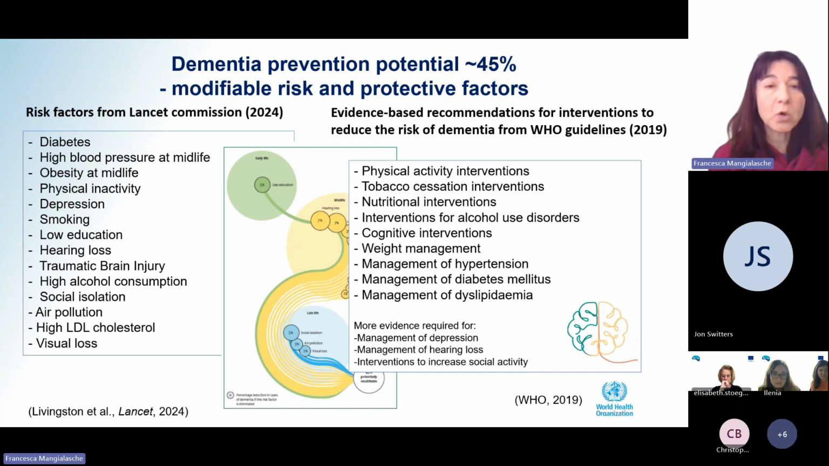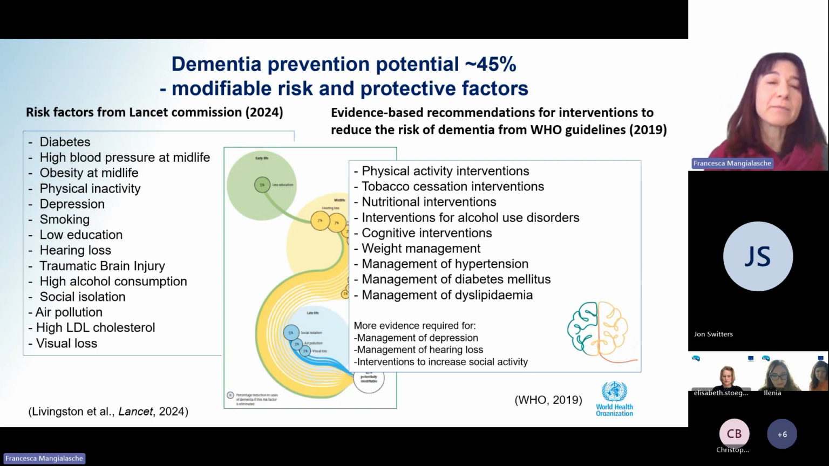The WHO also produced a synthesis on the evidence for modifiable factors that can be managed to reduce the risk and prevent dementia in late life. Their guidelines for dementia risk reduction were first produced in 2019, and now they are being updated. As you can see, the list features some elements that are similar to the Lancet, while some others are different. For instance, diet is one of the pillars considered by the WHO risk reduction guidelines.